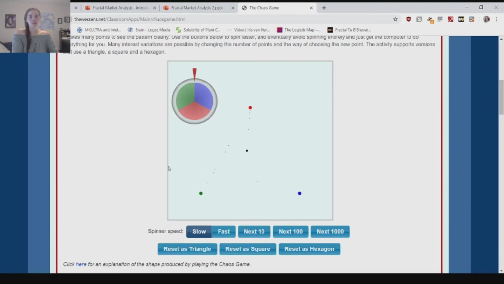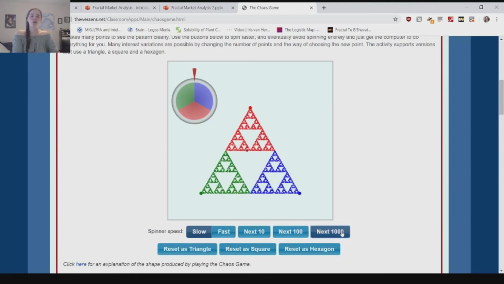These first 10 dots are always going to look different. They're always going to be in different spots because we always start off with a different dot. This isn't the dot that we're starting off with, by the way. But at the end of it all, the more dots you draw, you will always eventually get the Sierpinski triangle. And this is a perfect example of how chaos relates to fractals.